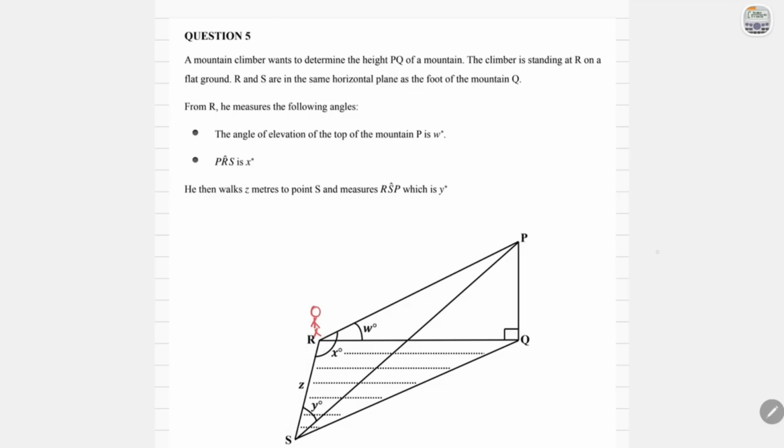Then from R, he measures the following angles. The angle of elevation of the top of the mountain, P, is W. Then angle PRS is X. He then walks Z meters to point S and measures angle RSP, which is Y.